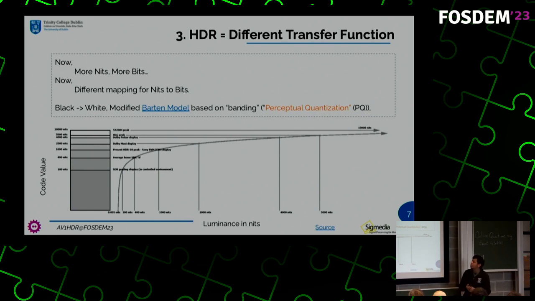So that's how the transfer function is born. In HDR, one of the common ones is perceptual quantization, PQ, which is based upon human perception of banding. I'm not getting into details. So the main idea of the HDR transfer function is this, and there are multiple transfer functions, but the core idea is to spend more bits on darker and mid-gray areas.